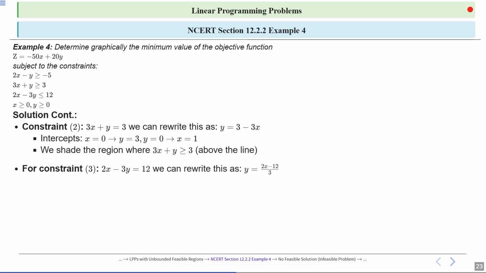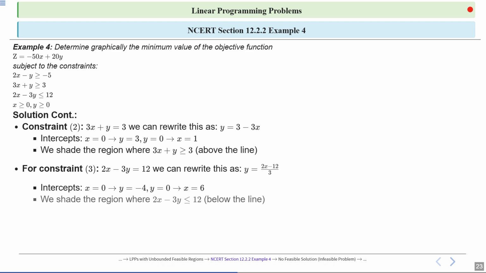So for constraint 3, 2x minus 3y equals 12, so we can rewrite this as y equals 2x minus 12 divided by 3. Then intercepts: when x equals 0, then y equals minus 4, and when y equals 0, then x equals 6. So we set the region where 2x minus 3y is less than or equal to 12, that is below the line.